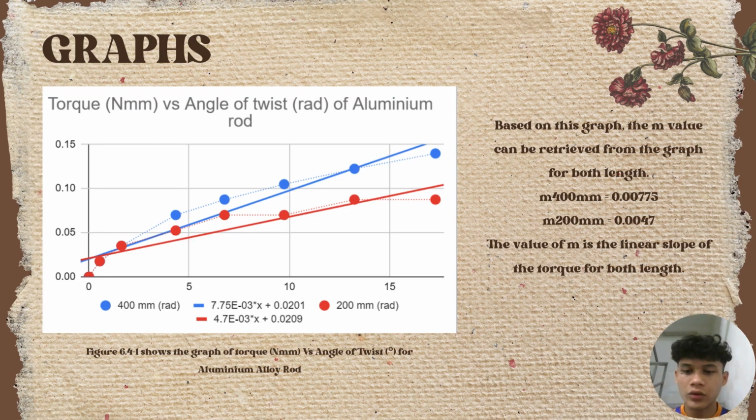The graph shown in figure 6.4 shows the graph of torque versus angle of twist for aluminum alloy rod. Based on this graph, the M value can be retrieved from the graph for both lengths, which is for 400 millimeter is 0.00775 and for 200 millimeter is 0.0047. The value of M is the linear slope of the torque for both lengths.